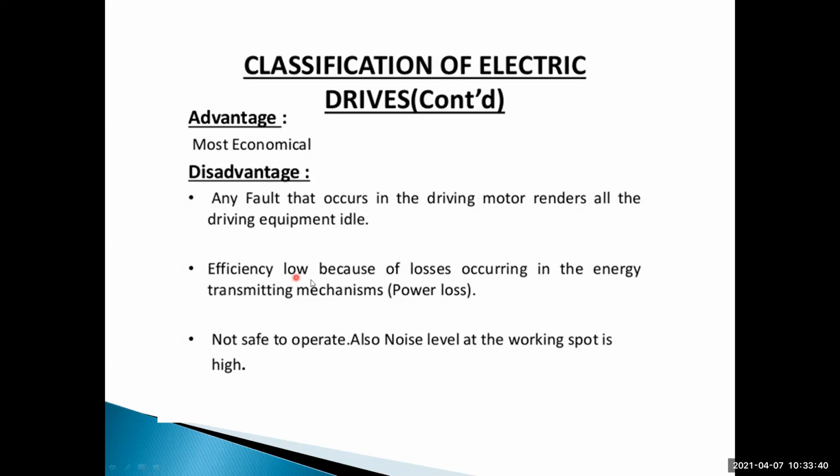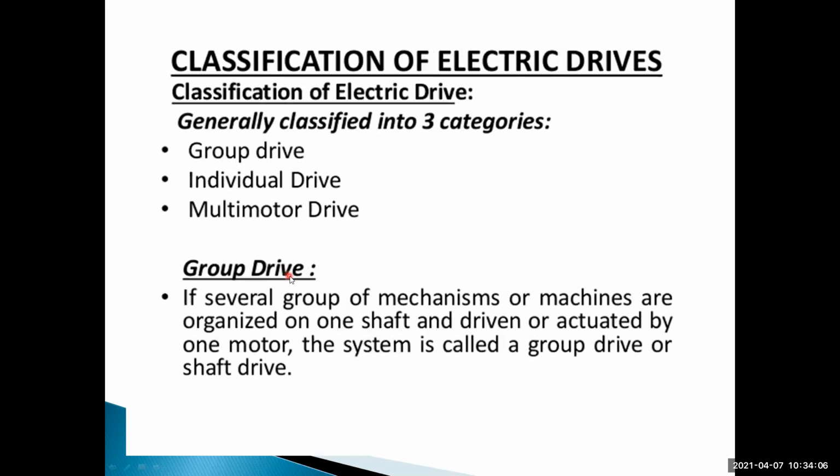Efficiency is low because of losses occurring in the energy transmitting mechanism, power loss. In group drives, the efficiency is low because of the losses occurring in the energy transmitting mechanisms. In power transfer mechanisms, there are a lot of losses. So that's why the efficiency of the group drive system is very low.